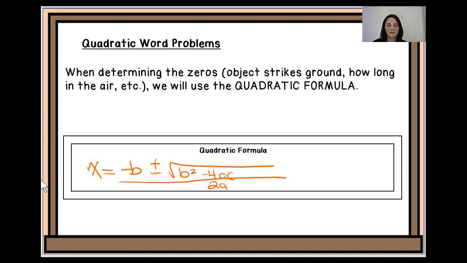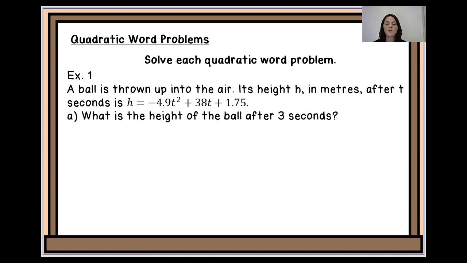Okay, let's look at our first word problem. So our first example, a ball is thrown up into the air. Its height h in meters after t seconds is h equals negative 4.9t squared plus 38t plus 1.75. A. What is the height of the ball after 3 seconds? So this is telling us time is 3 seconds. So we are going to substitute t equals 3 into the equation. So we're going to write let t equal 3, and we're just going to go ahead and replace all of our t's with 3's.